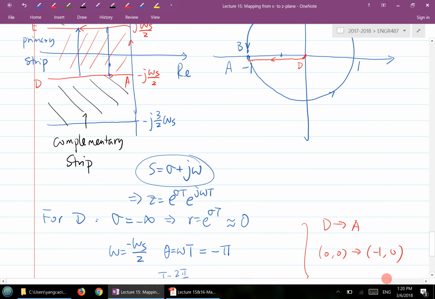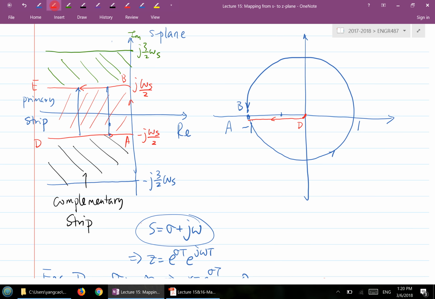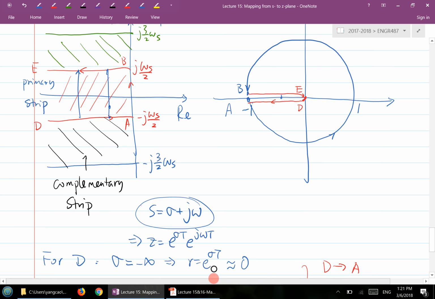So that basically gets from B all the way back over the origin and here. So that's your E location, right? E location. Okay. So that's how that primary strip is mapped into the z-plane. Essentially, the boundary of this primary strip is this unit circle here, and then plus the imaginary part, D to A and E to B to E, corresponding to this part here, right?